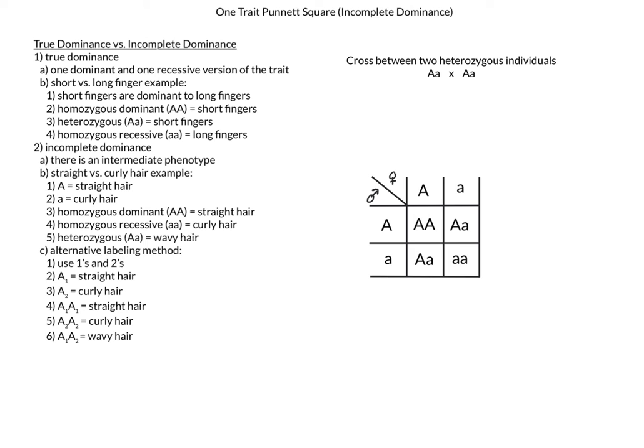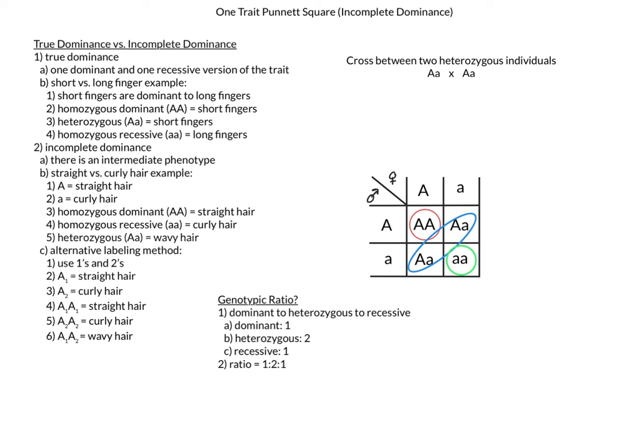At this point, we can now start asking our questions about genotypes and phenotypes. So let's start with, what is the genotypic ratio of my cross? Here I'm just asking about the number of homozygous dominant to heterozygous to homozygous recessive individuals. Now if I look at my cross, I can see that I have one dominant individual, two heterozygous individuals, and one recessive individual. So my ratio comes out to be 1 to 2 to 1.